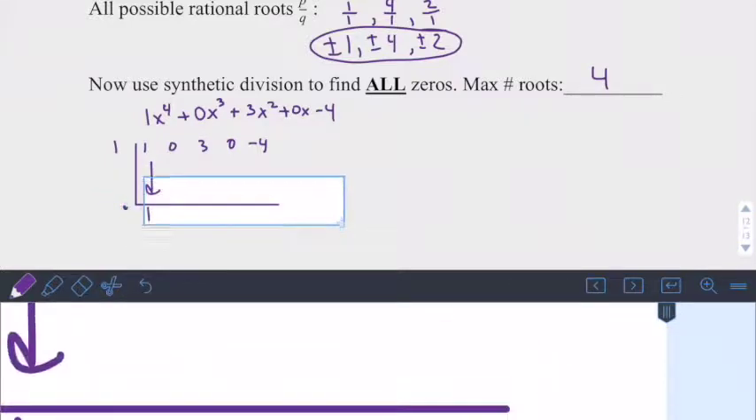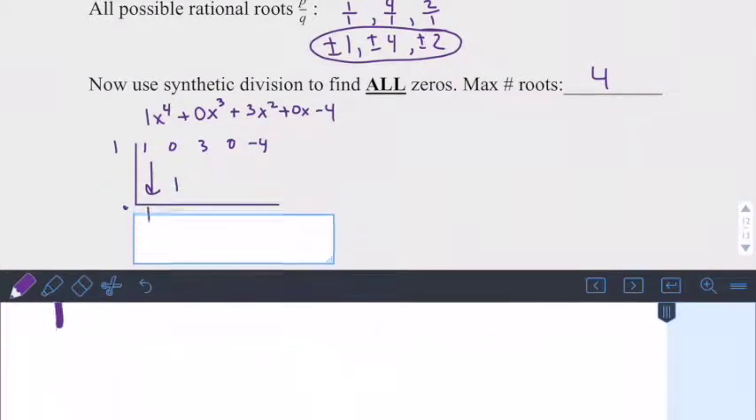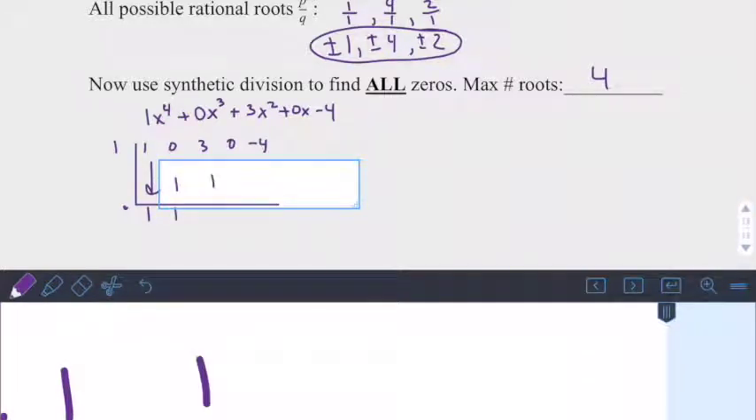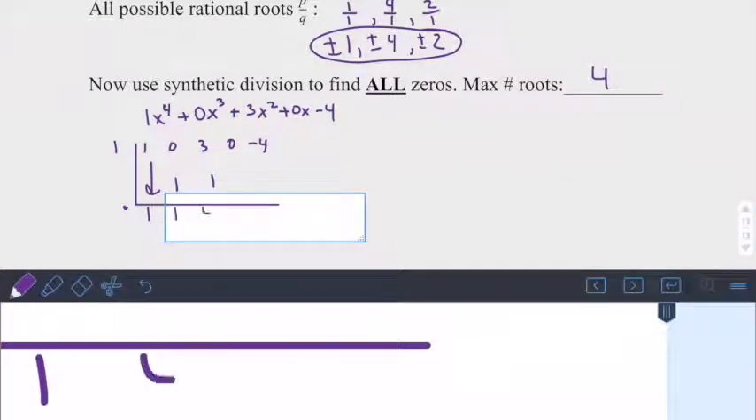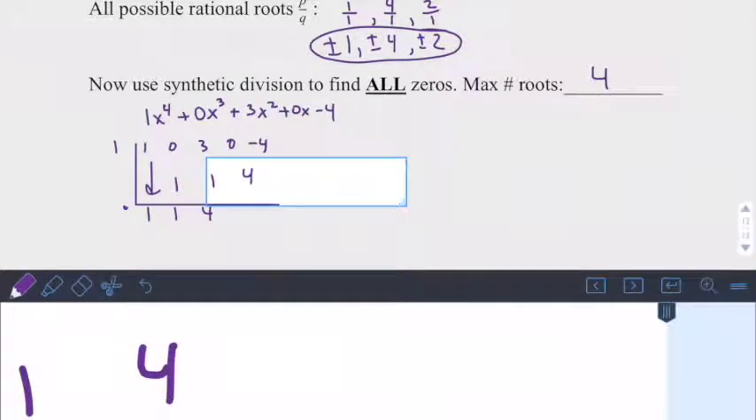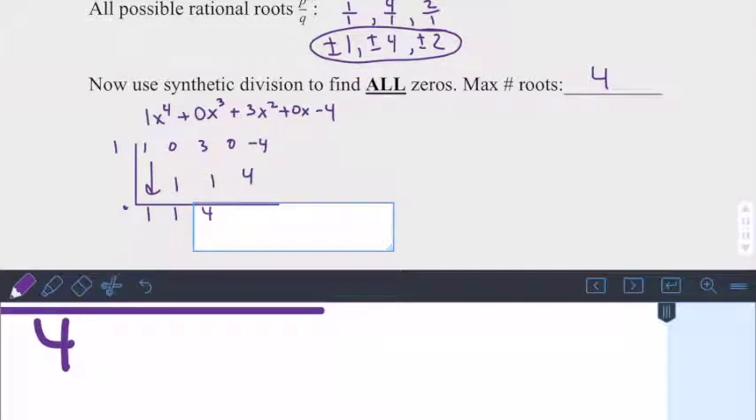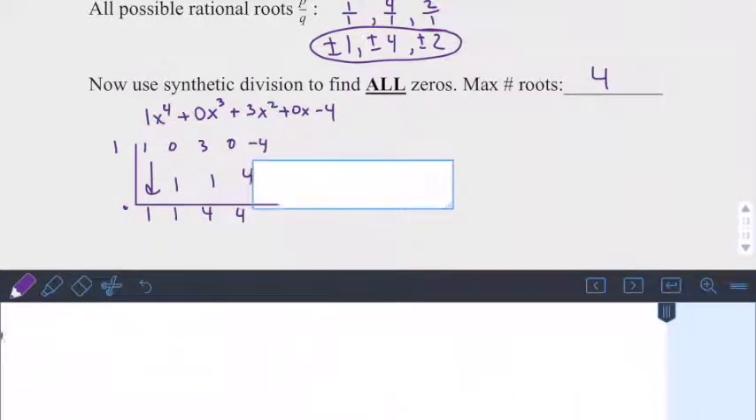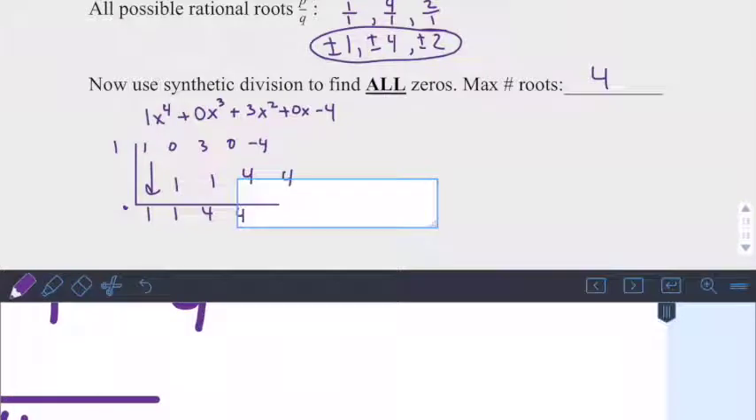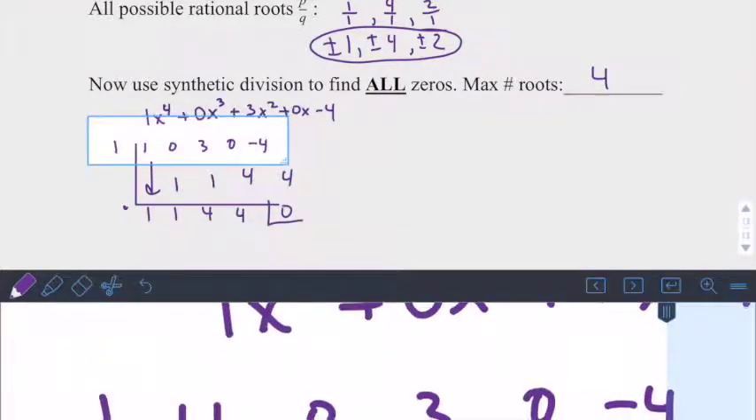1 times 1 is 1. 0 plus 1 is 1. 1 times 1 is 1. 3 plus 1 is 4. 1 times 4 is 4. 0 plus 4 is 4. 1 times 4 is 4. And -4 plus 4 is 0. So 1 is a root, right?